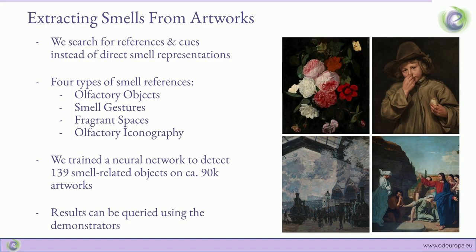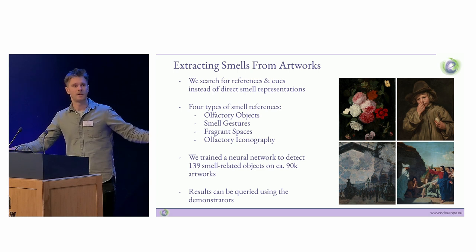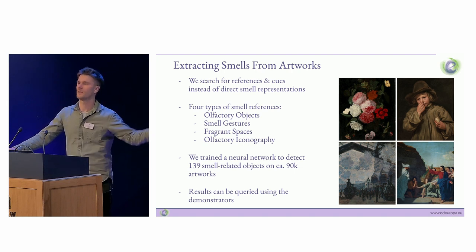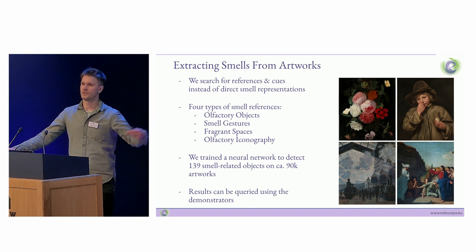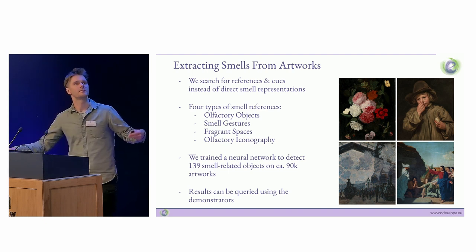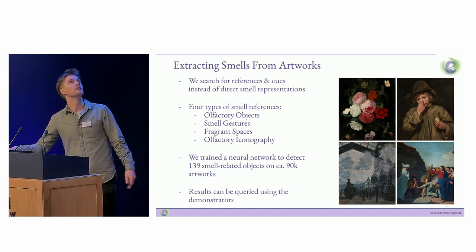Objects are mostly objects that either have a smell themselves or are metaphors or in another way cues, for example drinking vessels that contain whatever is actually smelling. Super interesting and important for us are smell gestures, but they are also very hard to find. Fragrance spaces is another type of smell reference that is not just localizable to one specific point in an image, but describes the whole scenery. And olfactory iconography is another type where we also want to make a relation to texts that might also talk about smells. So the smell reference must not only be in the image, but it might also be in the textual representation of the same story.